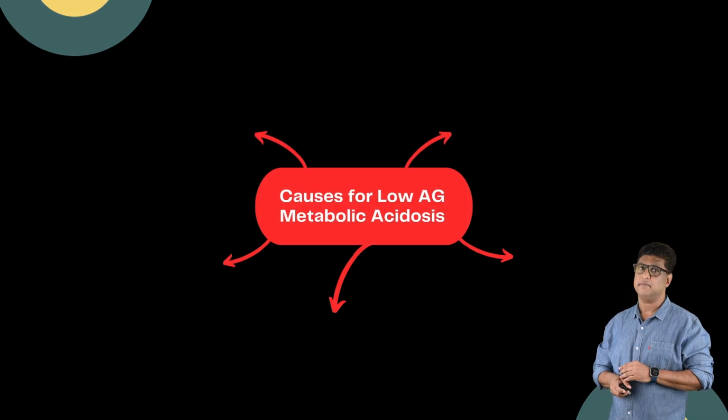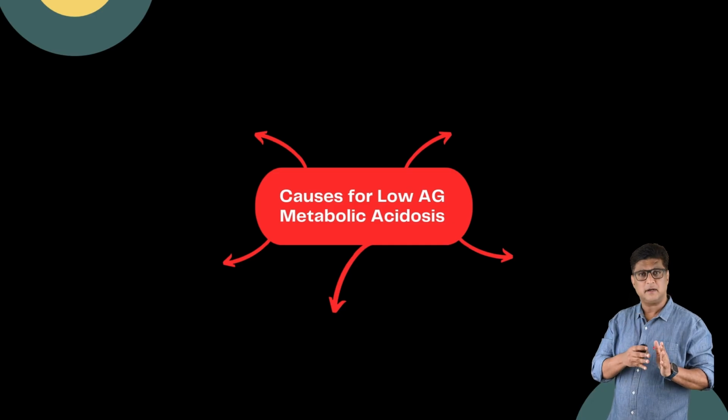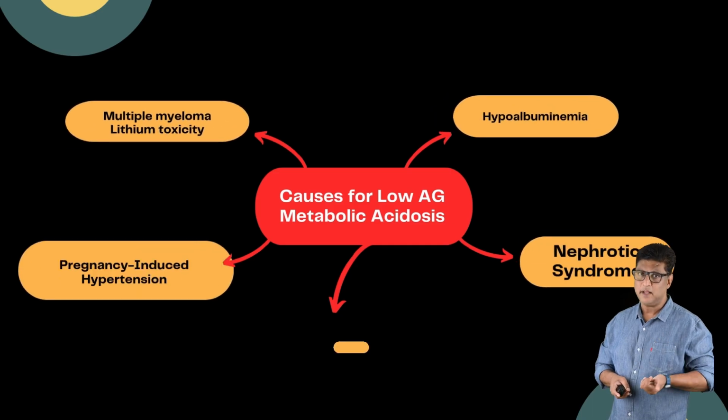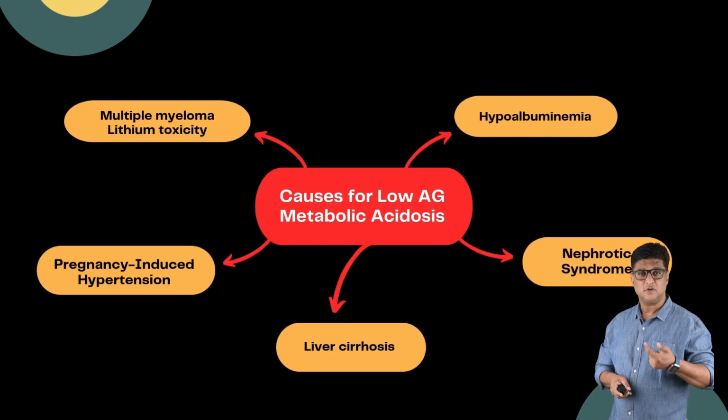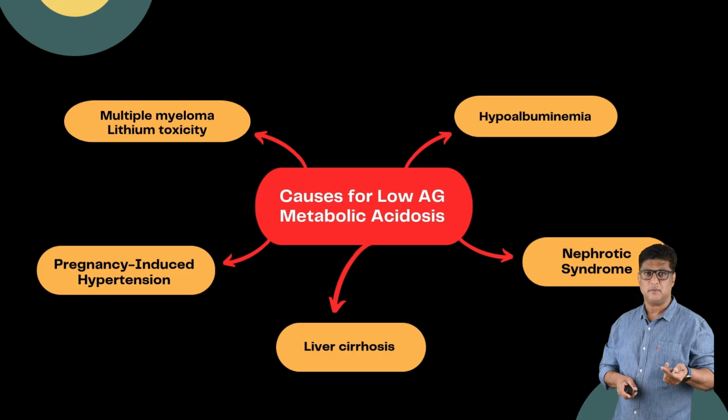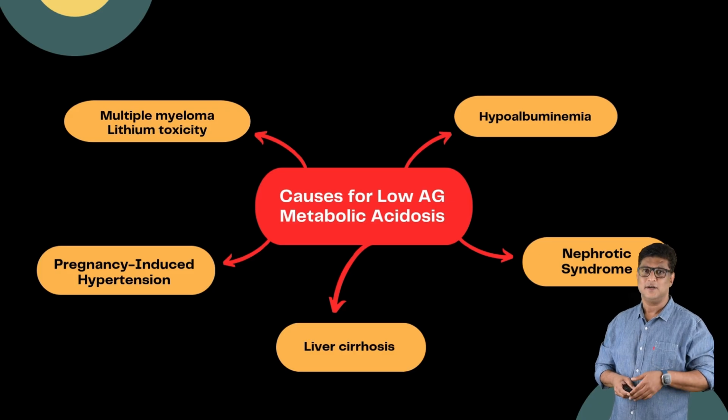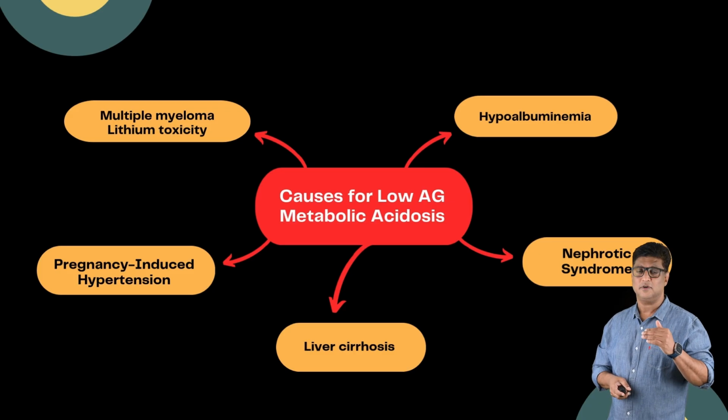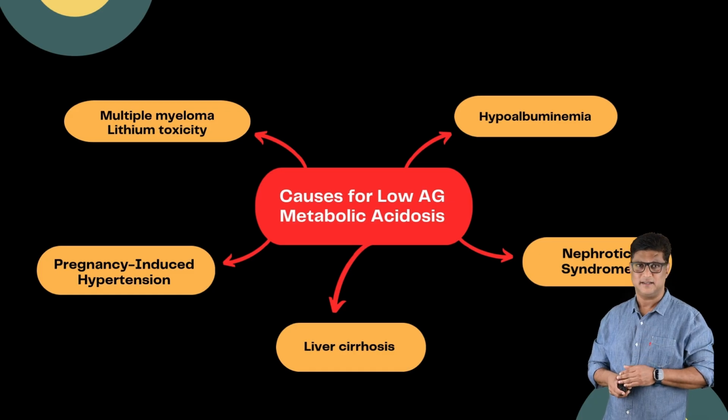Now coming to the low anion gap causes, meaning the arterial blood gas has acidosis but the anion gap is low. The causes are hypoalbuminemia seen in nephrotic syndrome, liver cirrhosis and pregnancy induced hypertension, right? Now the terminology has changed, it is called hypertensive disorders of pregnancy. Intestinal obstruction, multiple myeloma, lithium toxicity. So these are the causes for your low anion gap metabolic acidosis, right?